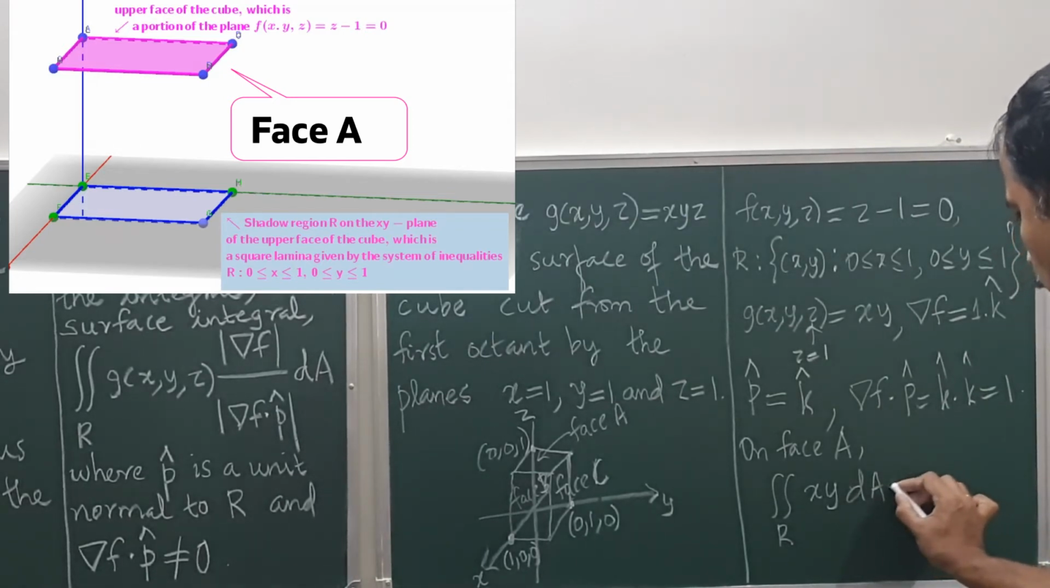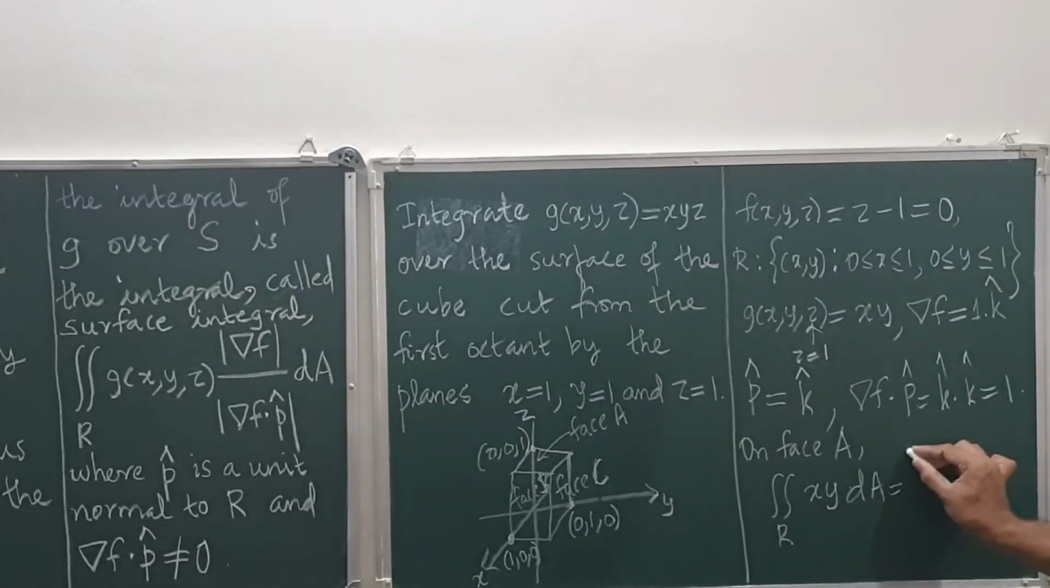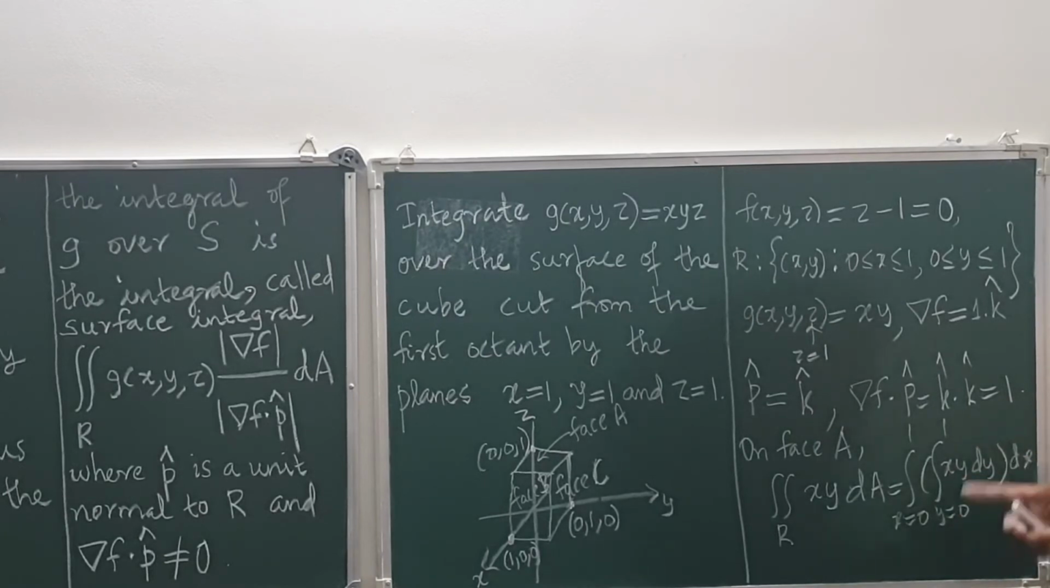What is the limit of integration here? Here x is from 0 to 1, y is from 0 to 1, so the integral of xy dy dx. If we integrate first with respect to y, what do we get? y squared by 2. So if we put in the limits, it becomes 1 by 2. So this is equal to 1 by 2 times the integral from 0 to 1 of x dx. This also gives 1 by 2. So 1 by 2 times 1 by 2 gives 1 by 4.